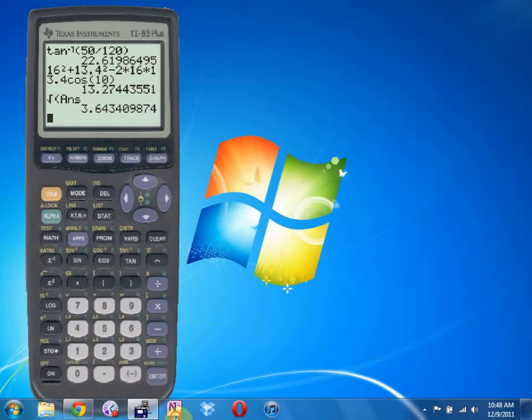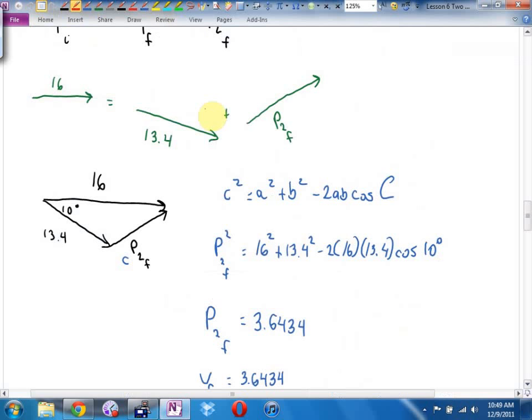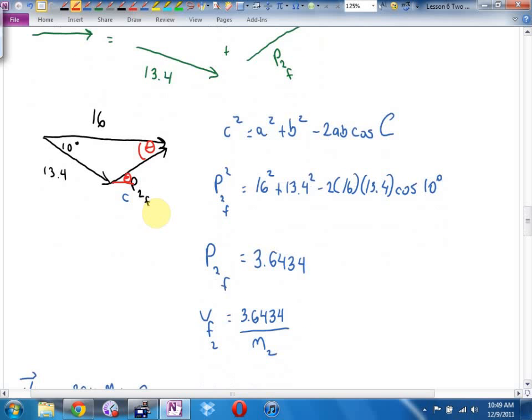So I'm going to call that theta and that theta. This is the angle that I really want, but I can only find it by finding that one. It's going to be the sine law because I'm going to have this, the sine of my mystery angle divided by what's across from it, 13.4, equals the sine of 10 degrees divided by what's across from it, which I didn't know at first, but now, Emily, I know it's 3.6434. Make sure you use the momentum and not the velocity. When I cross multiply, I'll get sine theta equals 13.4 sine of 10 degrees divided by 3.6434.